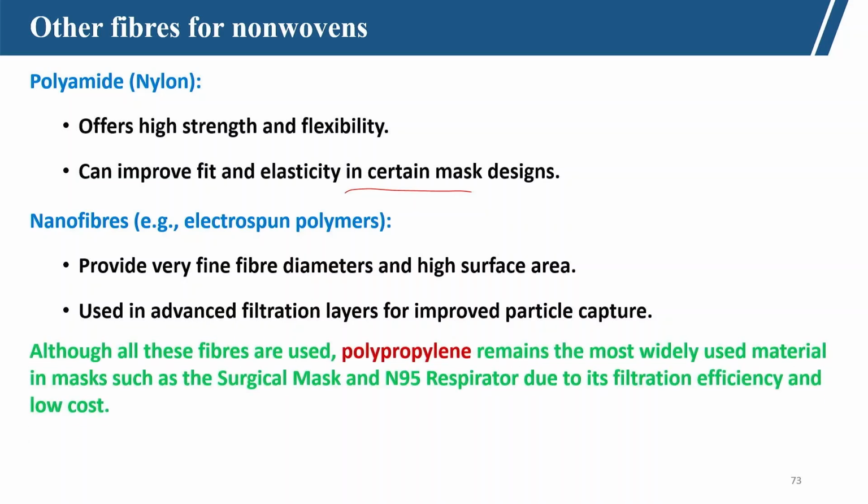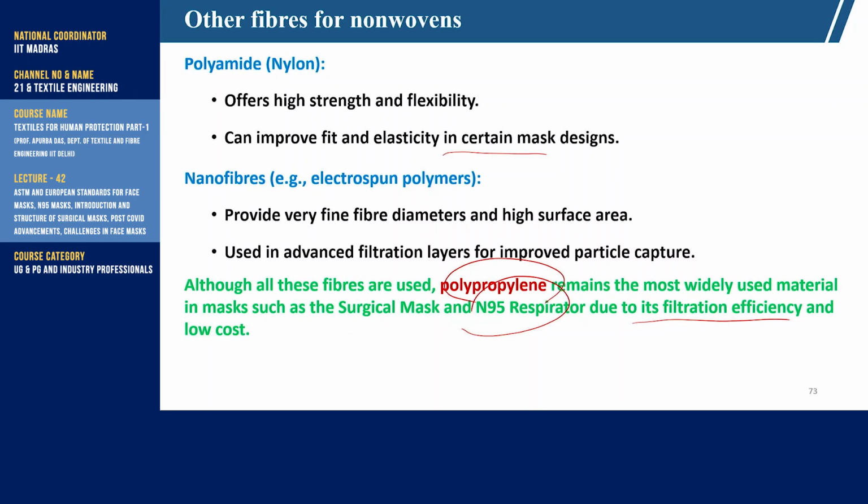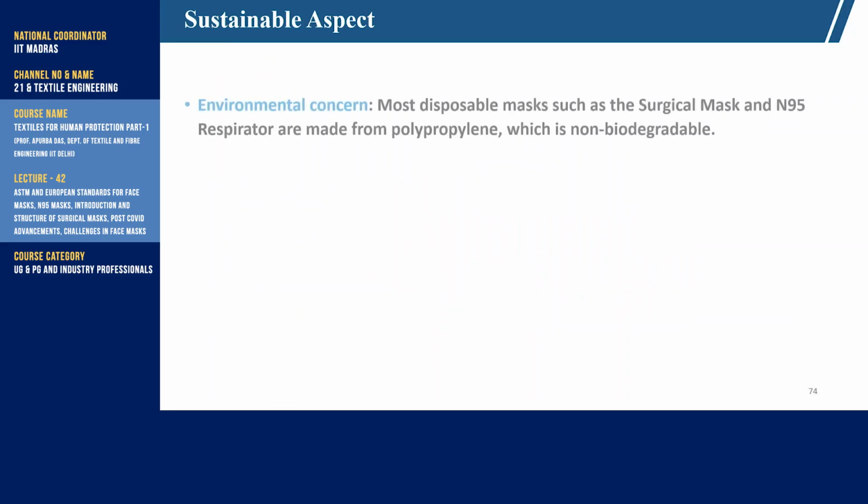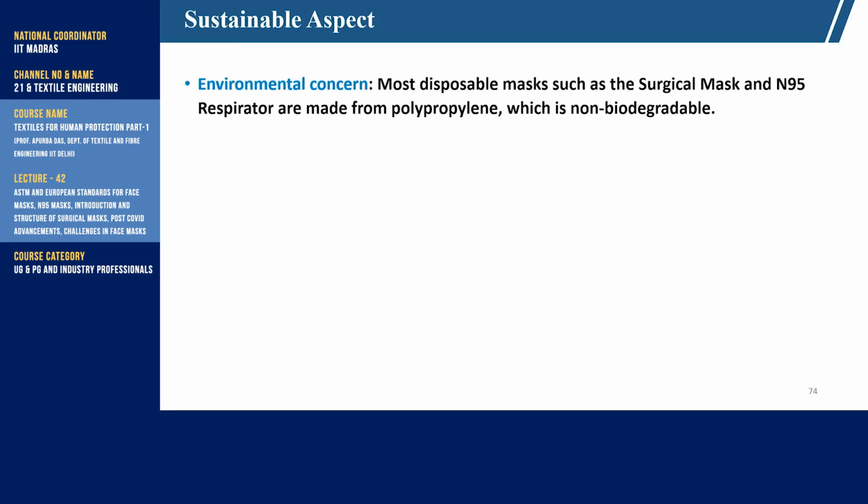Although all these fibers are used, polypropylene remains the most widely used in masks, surgical masks and N95 respirators due to its filtration efficiency and lower cost. As we have already discussed, it has a lower melting temperature, and its meltability or spinnability is very good. And we can also consider sustainable aspects.